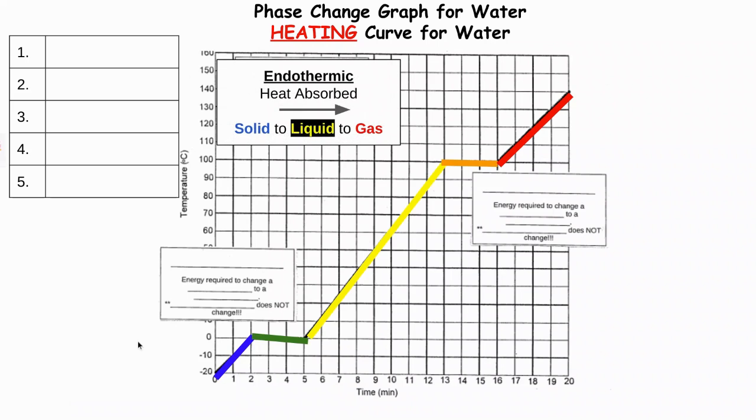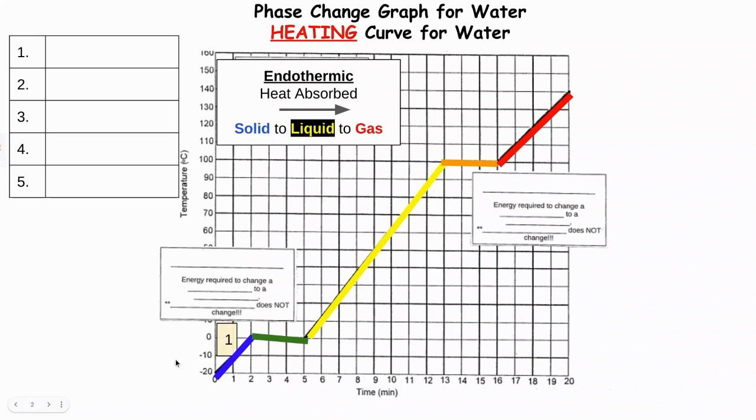Starting off with something to remember about this graph. When we're talking about a heating curve for water, we're going from a solid to a liquid to a gas. That is endothermic. Heat is being absorbed by the water. So when we start as a solid, heat is absorbed, it turns to a liquid, heat is absorbed, it turns to a gas. That's endothermic. Think endo, into, heat is going into the ice and the water.